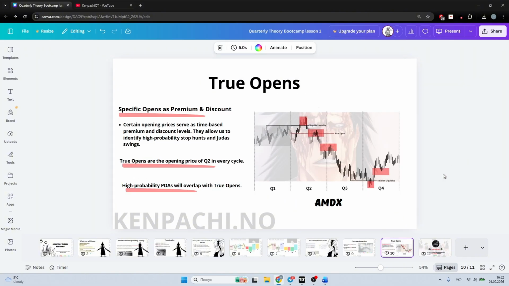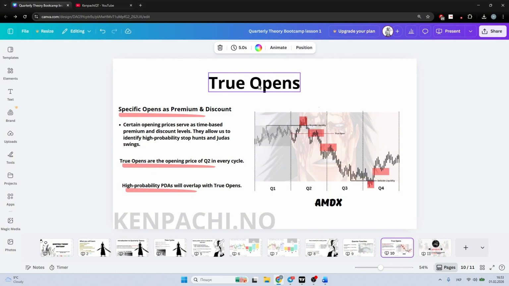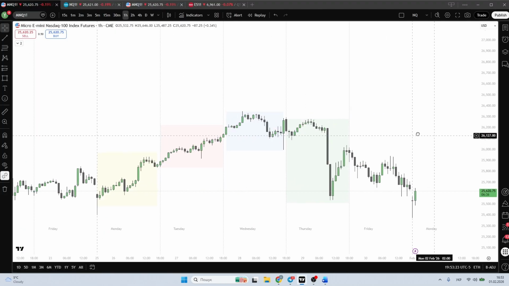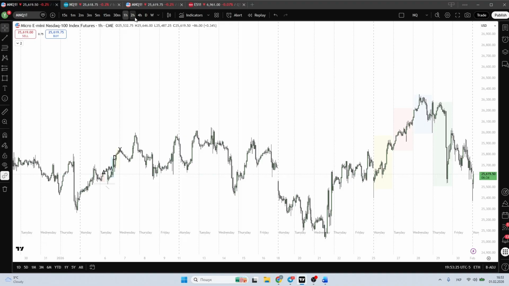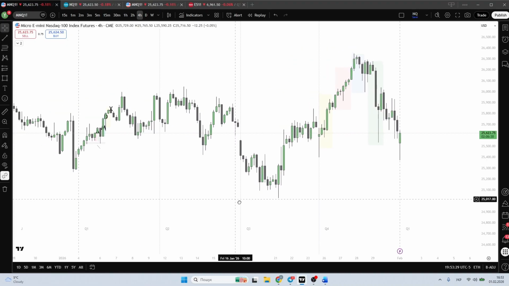Okay, well, let's go to true opens. As you can see here, this is the AMTX profile, right? And let's talk about true opens. What are true opens at all? True opens are the very first candle of every single quarter open.